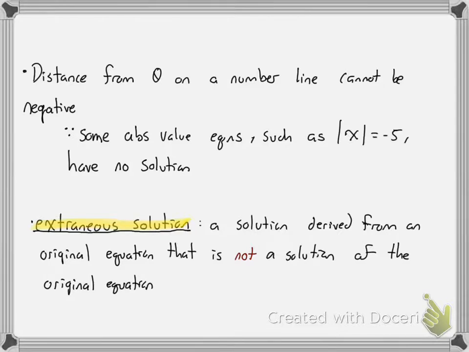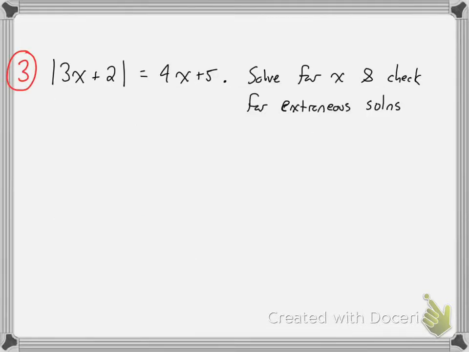In those last two examples, when I found two different values for x, there are a lot of times when one of those values won't work out while the other one will. So let's look at one example of that, and that'll be it for today. Here we have the absolute value of 3x plus 2 equals 4x plus 5. I want to solve for x, and I want to check for extraneous solutions. Since that absolute value is already by itself, I'm good to go and I can split it off.